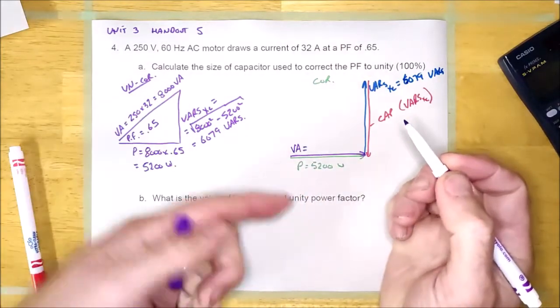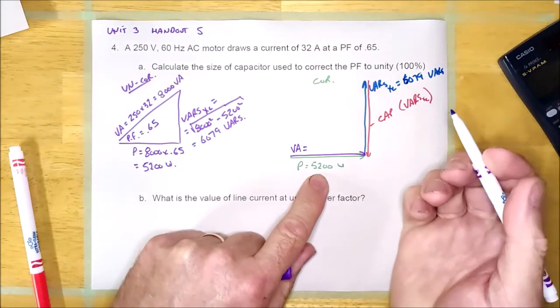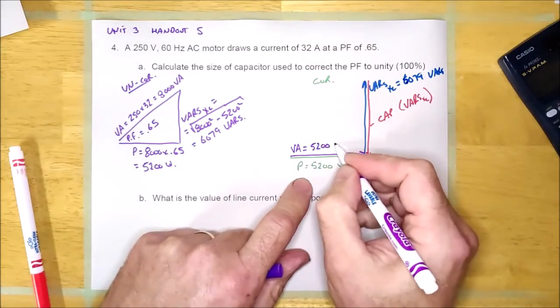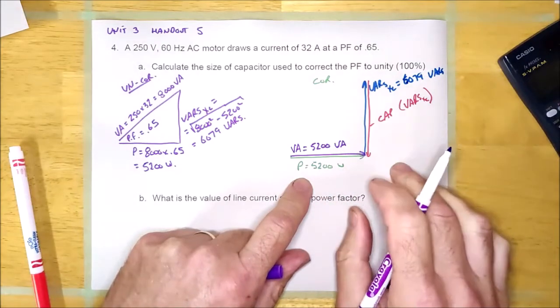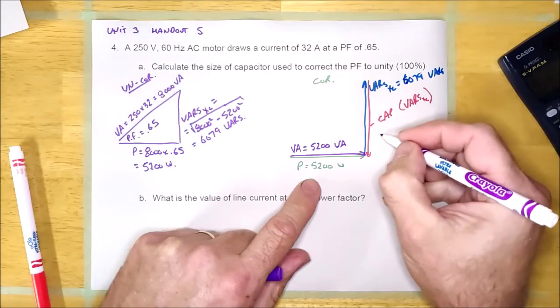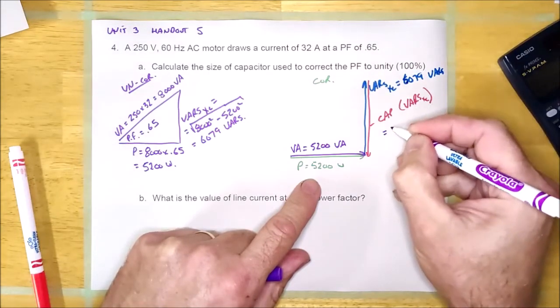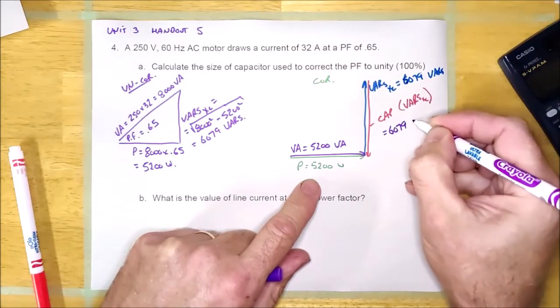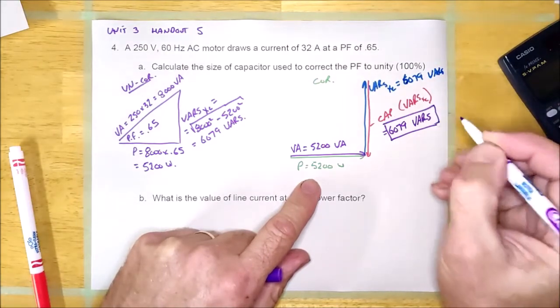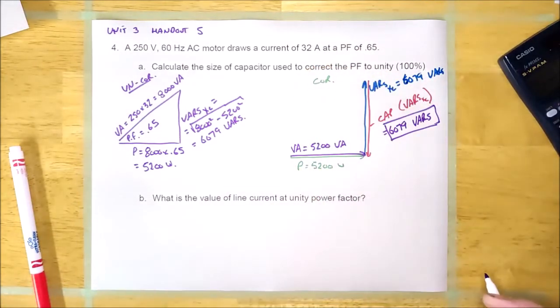And I can calculate, or I can see, that that VA is going to be 5,200 volt amps now, all right? And the answer to this question, okay, that cap is equal to 6079 VARs, all right? Now, that is the answer to A right there.